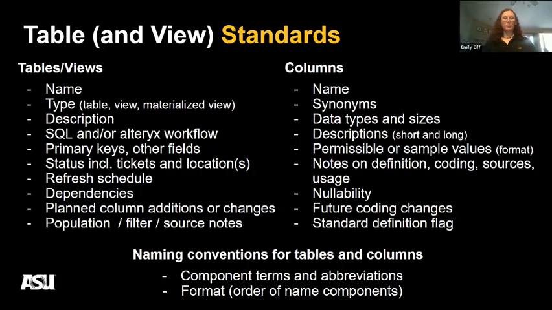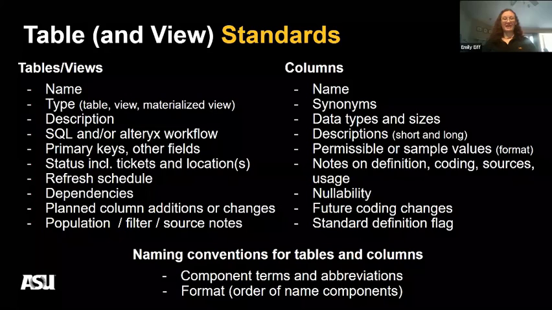List of permissible or sample values. So for a column that has a limited number of possible values, we'll list all of those. Ones that are more random, a date or something that you're not going to list all possible values, we'll at least include a sample of values that are out there. So minimally you get the format that data lives in.